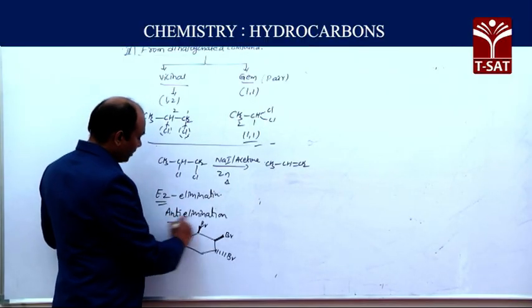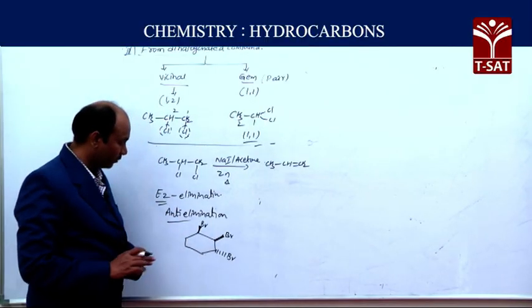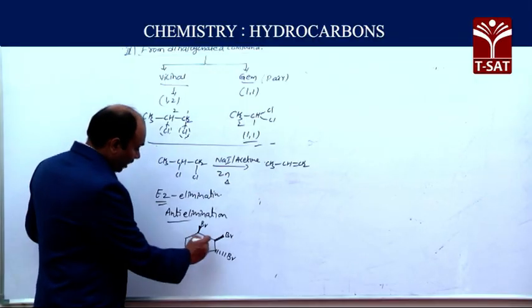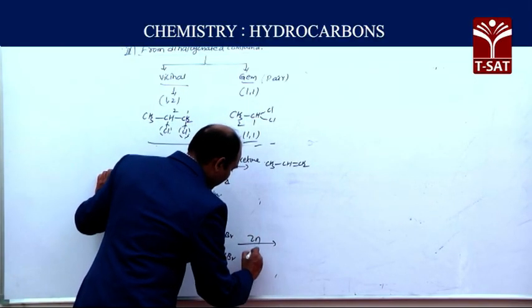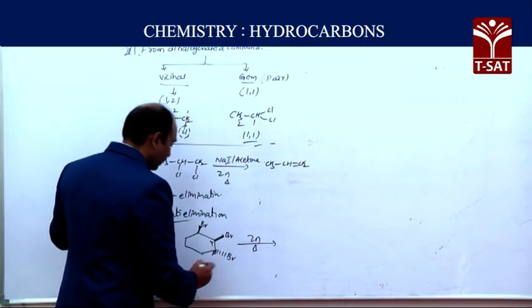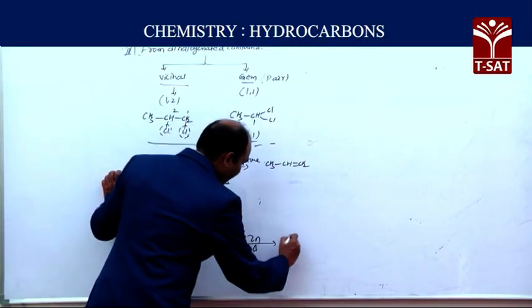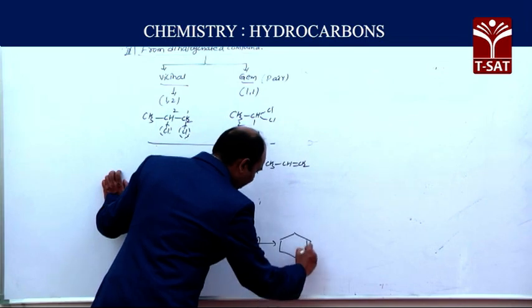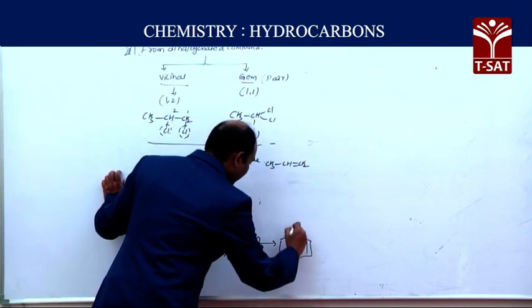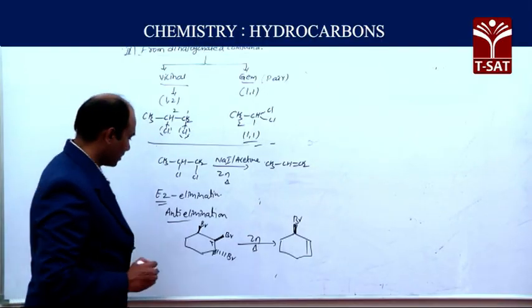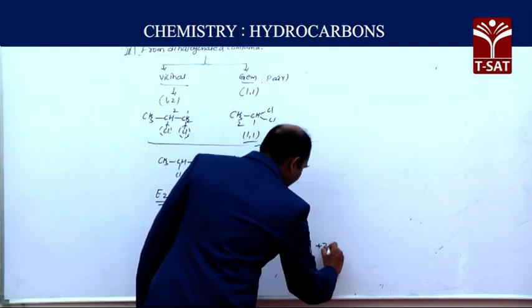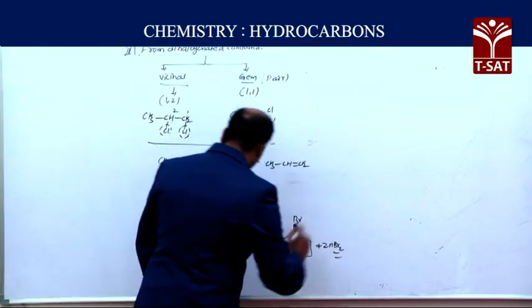Actually, anti-elimination means eliminating groups must be present in opposite directions. This is alpha beta, this is also alpha beta. If it is treated with zinc in acetic acid and heating, this Br is eliminated, and here we get a double bond. This Br is not disturbed, whereas this Br is disturbed and eliminated as ZnBr2.